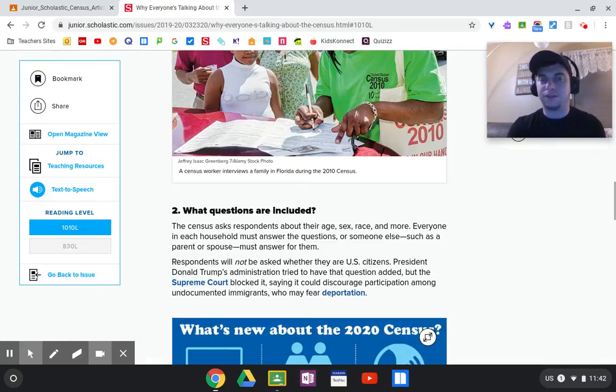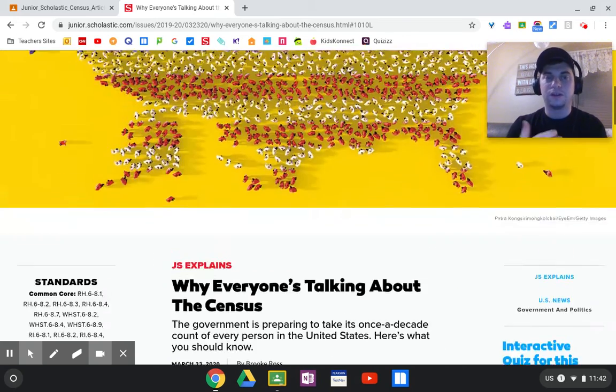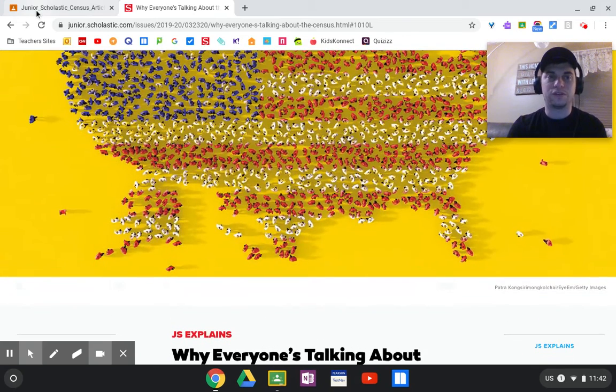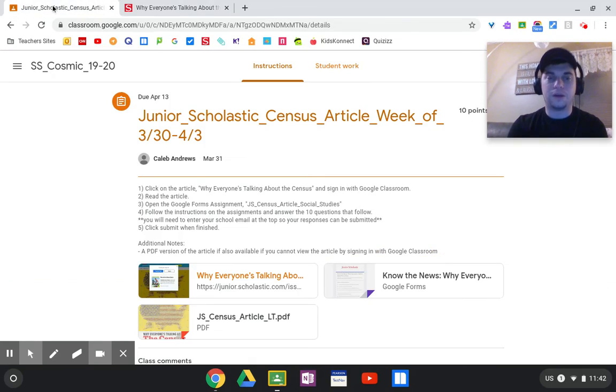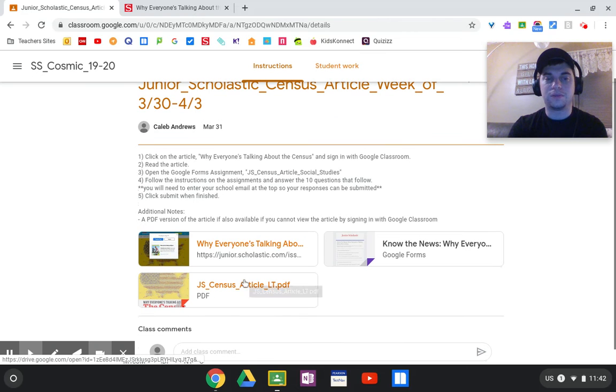If for any reason you had difficulty getting into Scholastic's website to take a look at this article, remember there is a PDF of it posted on your assignment as well, back on Google Classroom, and it's the same article for the most part. Maybe a few words are changed, but it is the same article broken into those 3 sections.